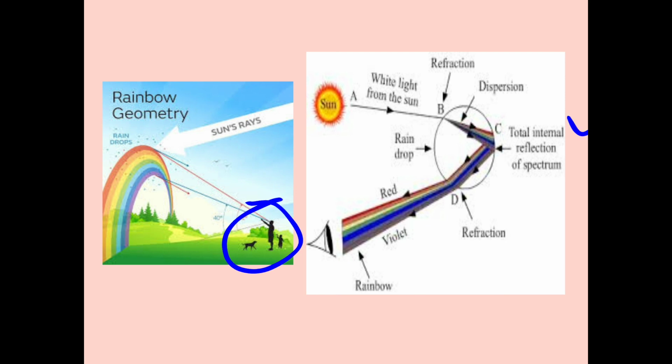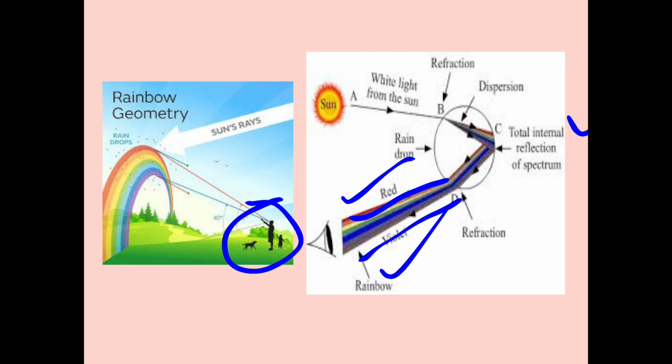Now this total internal reflection, it has a little characteristic of a mirror also. So internally, the light gets reflected like this, and from the other surface it emerges as the seven color bands like this. Here the red color is on top and violet color is at the bottom. So this is how we observe the natural phenomenon in our atmosphere as the rainbow. Isn't it interesting?